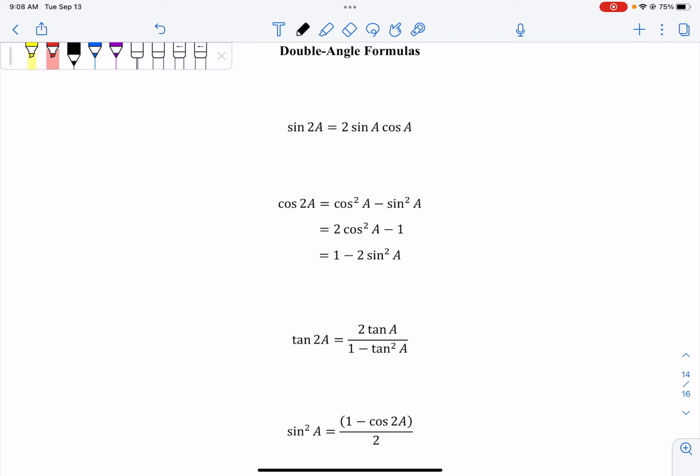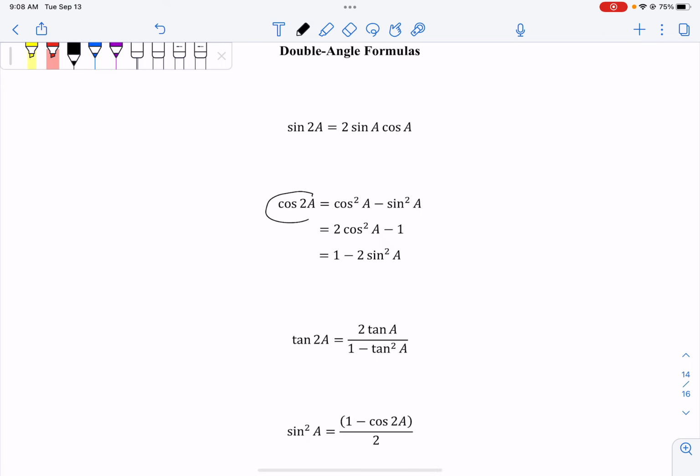So something like sine of 180 degrees. Well, that's the same thing as sine of 2 times 90 degrees, which is the same thing as 2 times sine 90 degrees times cosine of 90 degrees. I'm not going to do these for all of them, okay?